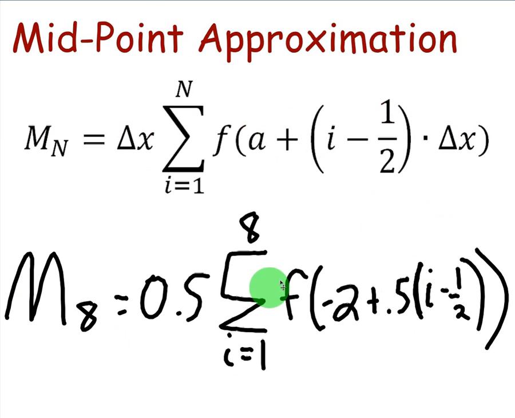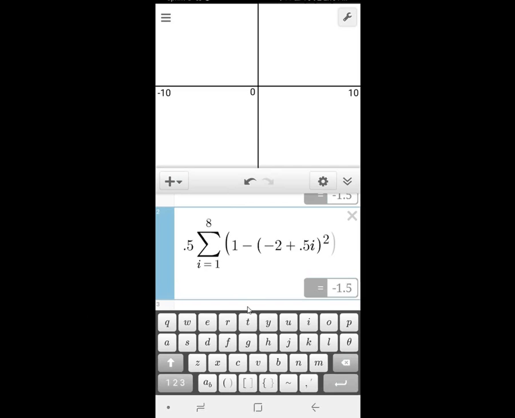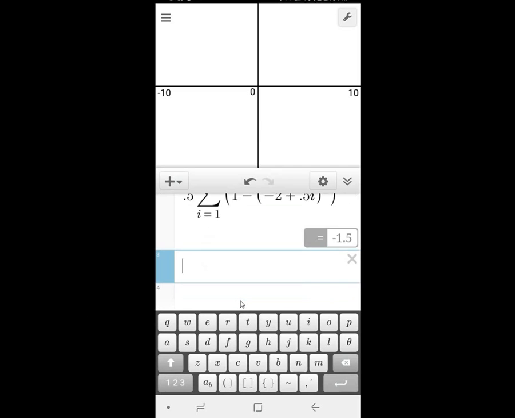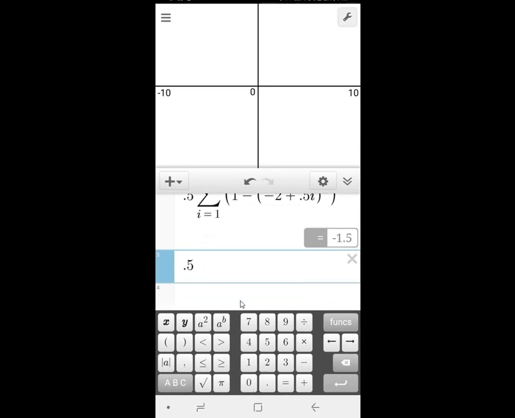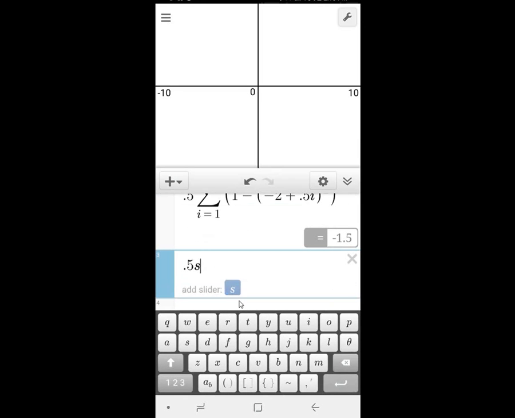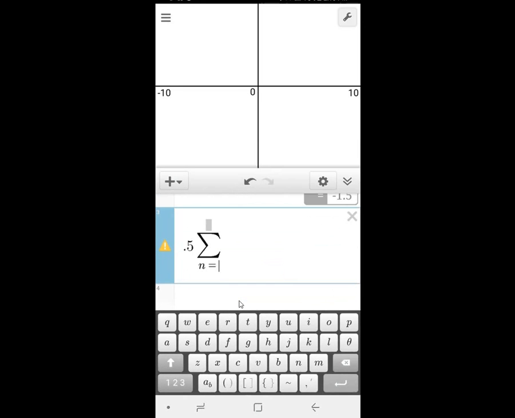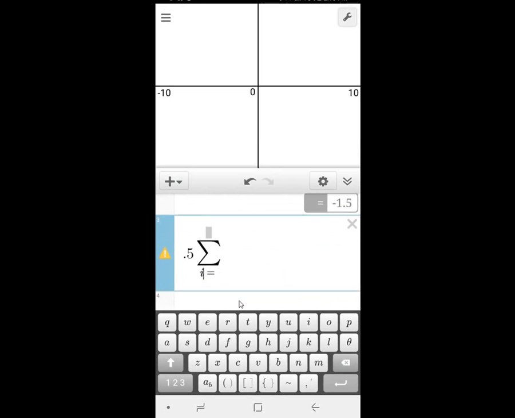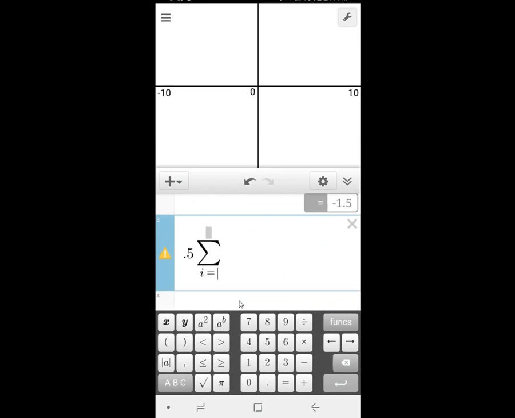Let's go to the calculator and see how we can plug this in. Okay, so that was our right point approximation. I'm going to go down and do midpoint. We're going to start with the width of the rectangle, which is 0.5. Then we're going to go to our keyboard and type in SUM for sum. And I'm going to change my counter to I. And again, this is for midpoint. I'm going to go from 1 to 8.